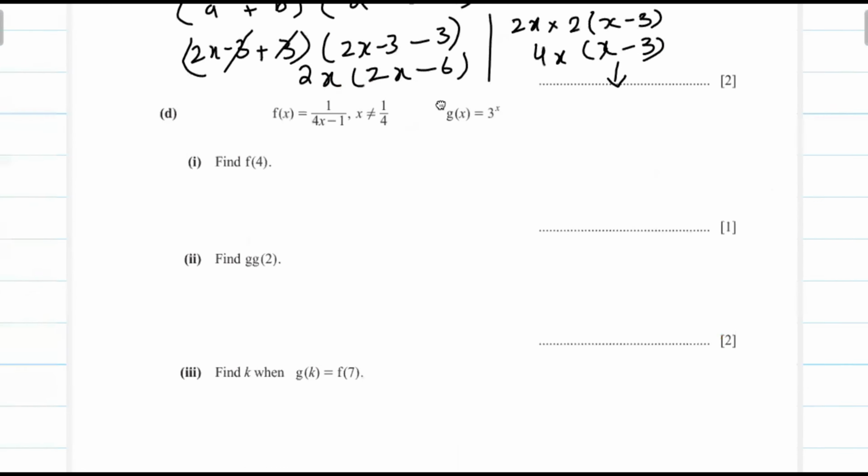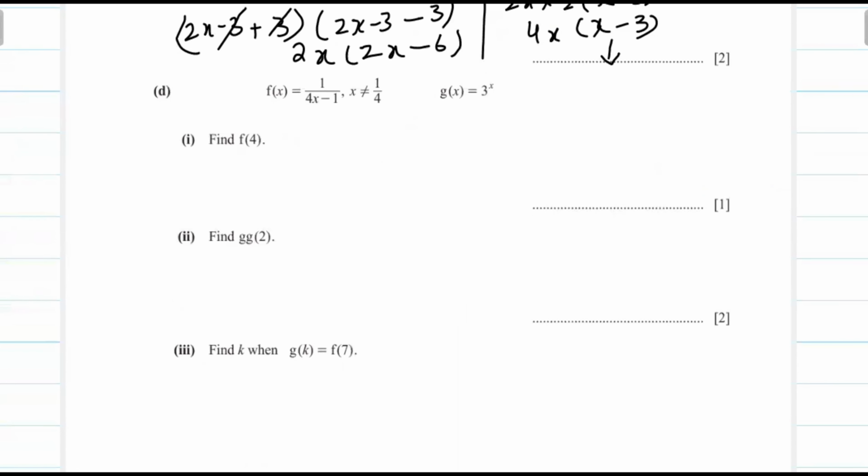Next, part D: f of x equal to 1 over 4x minus 1, and g of x equal to 3 power x. F of 4: f of 4 is equal to 1 over 4 into x minus 1. In place of x, we write 4, so this will be equal to 1 over 16 minus 1, which is 1 over 15.